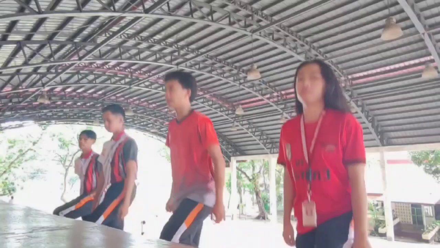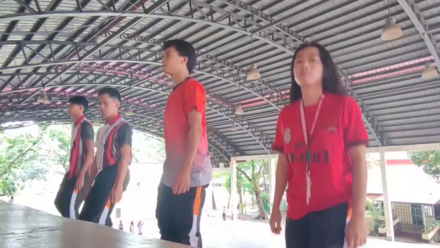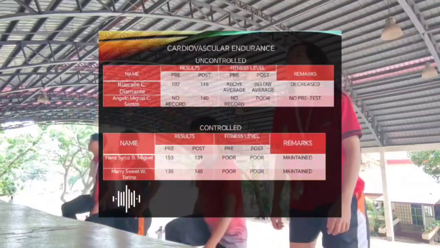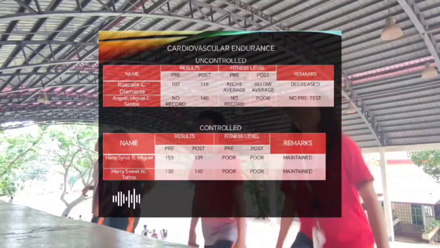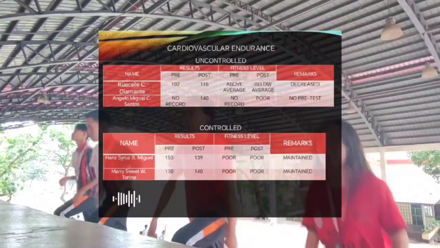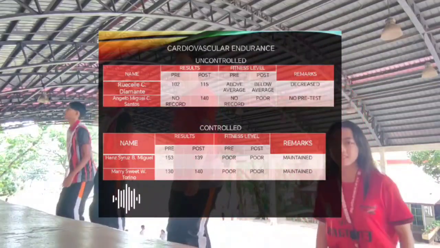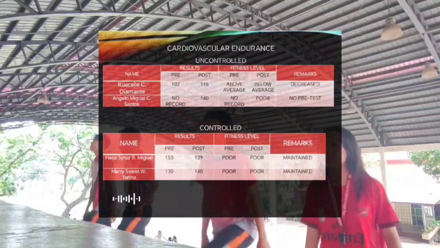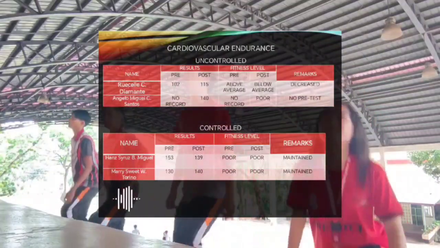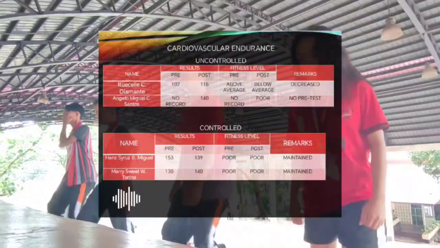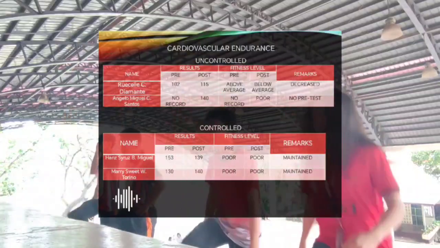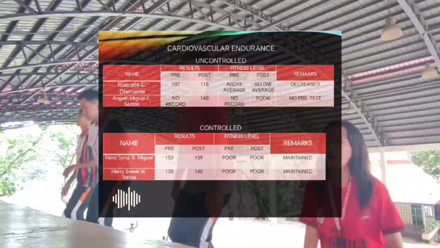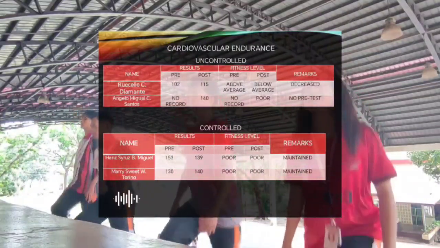For our cardiovascular endurance, we did the 3-minute step test. So we used the active pulse rate to gather our data. Starting with the uncontrolled group. For Rosal Diamante, his result on the pre-test is 102 and his fitness level scored above average. After the training, his post-test scored around 115 and his fitness level scored below average, giving his remarks as decreased. Angelo Santos has no record for pre-test, but for post-test, he has 140 and his fitness level is considered poor. For remarks, he has no pre-test.